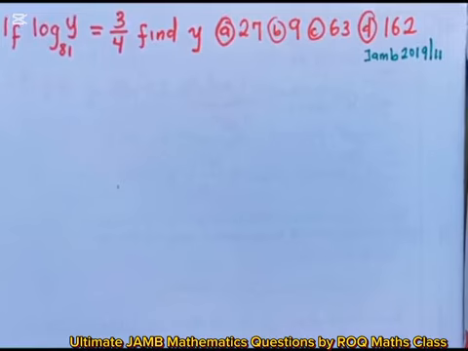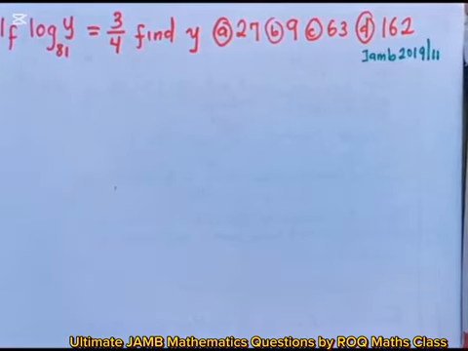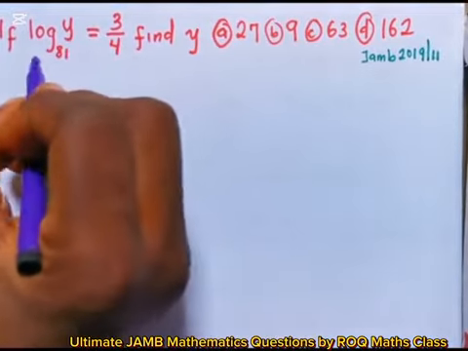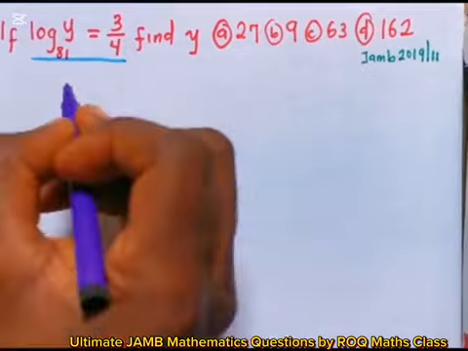If log y base 81 is equal to 3 over 4, find y. And we are given the following options. JAMB 2019, question 11. Good. Before you can solve this kind of question, we can kindly recall.